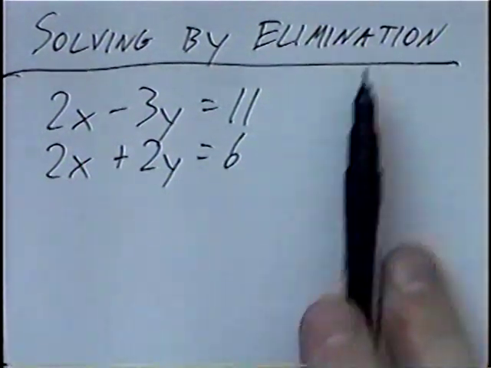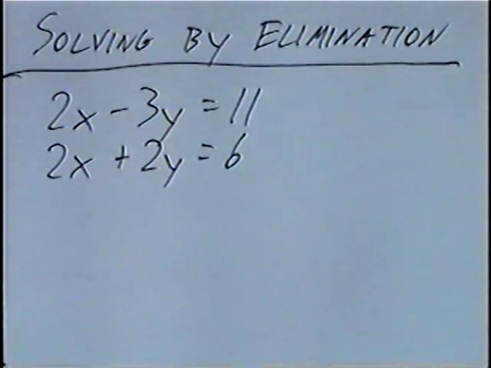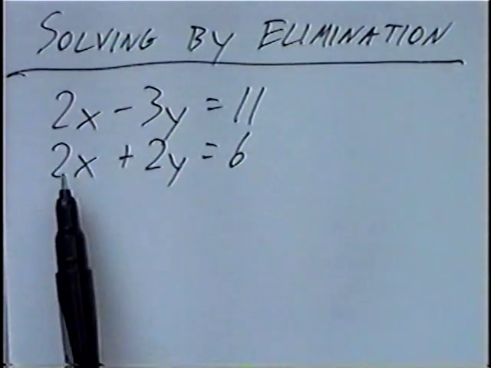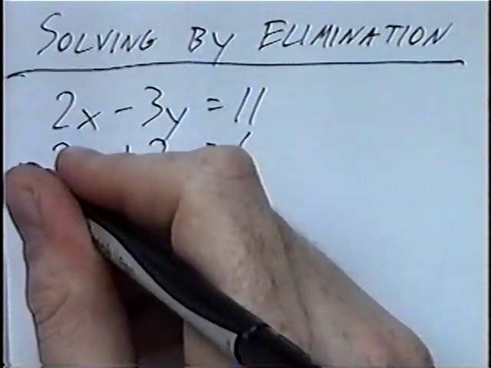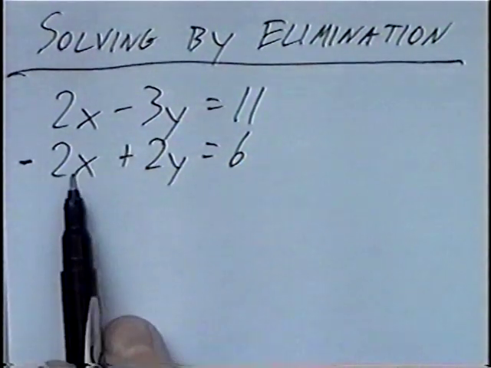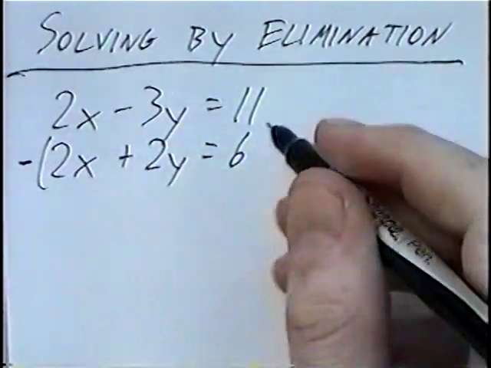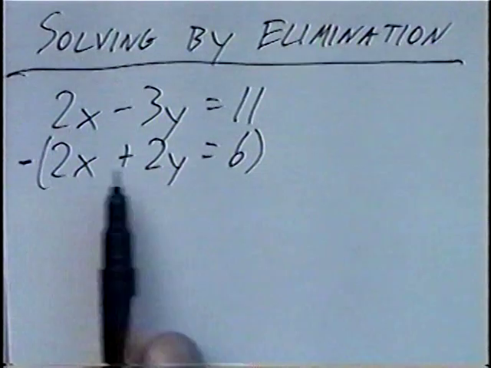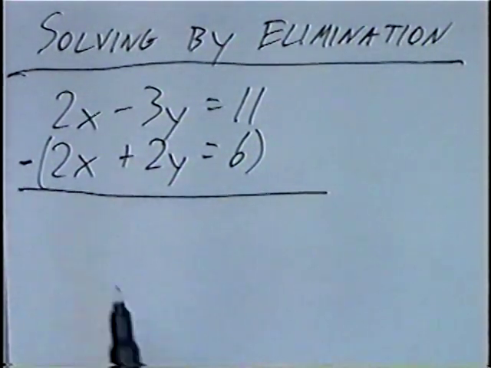To solve using elimination, we can either add or subtract these equations together in order to cancel a variable out. For example, if you look at the x's, they both have the same coefficients, 2x and 2x. If we subtract 2x minus 2x, that would cancel the x variable out. We'll put parentheses around the second equation to remind us that we're subtracting each term in that equation. So 2x minus 2x would cancel.